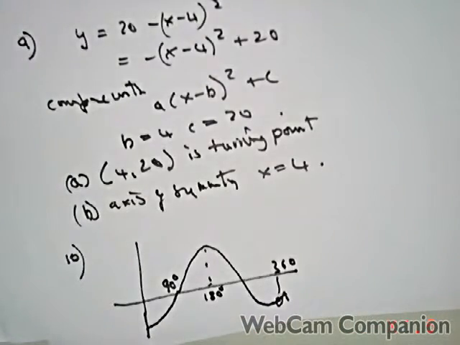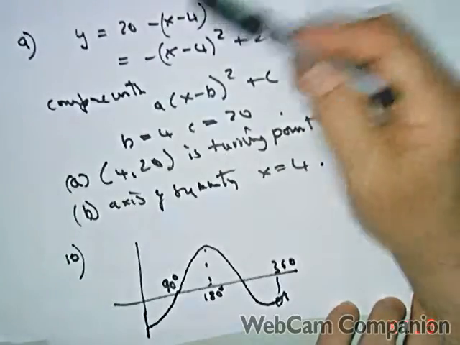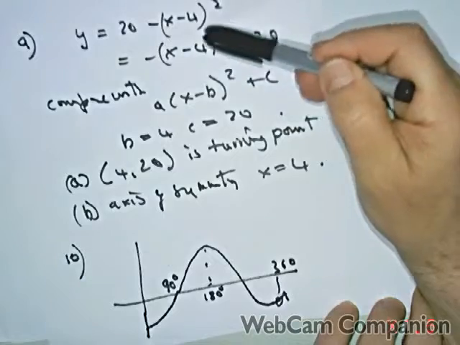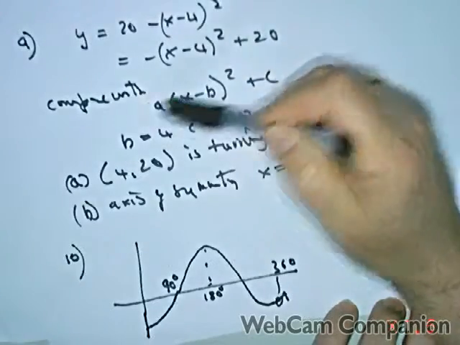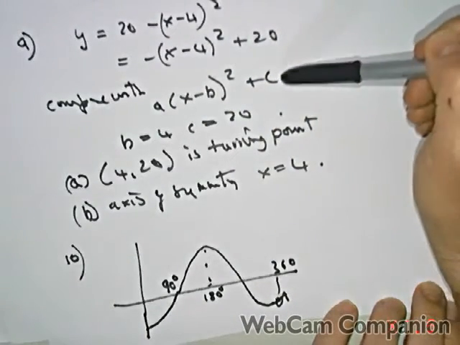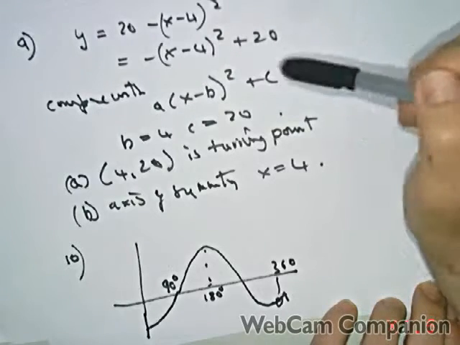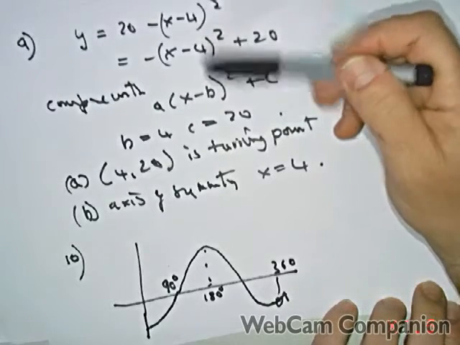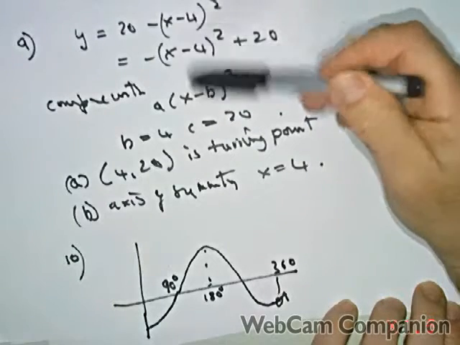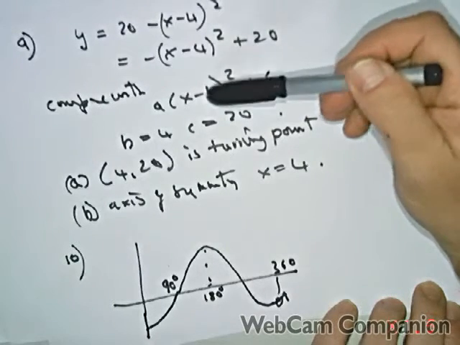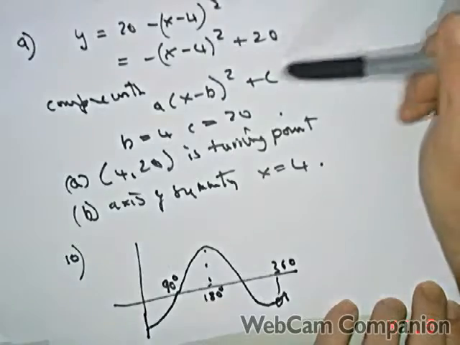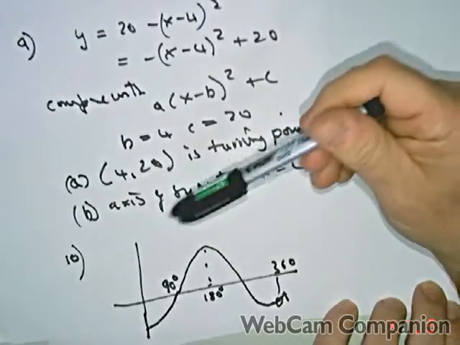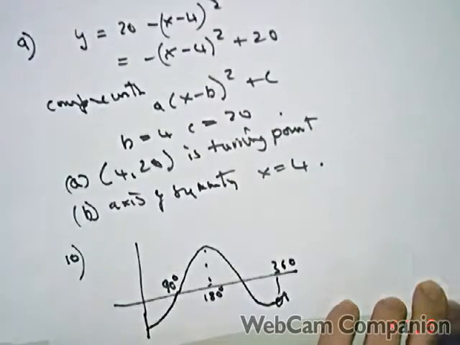And then number 9 was our quadratic one. So I've written it, here it is here, I've written it with the minus brackets, x minus 4 squared plus 20, to get it in the standard form, which I hope we all memorised. a(x minus b) squared plus c. And then we can say immediately that the b is 4, the c is 20, because they're both minuses. I just have to put a 4 in for b to get this. So I know that the turning point is (4, 20), and the axis of symmetry is x equals 4.